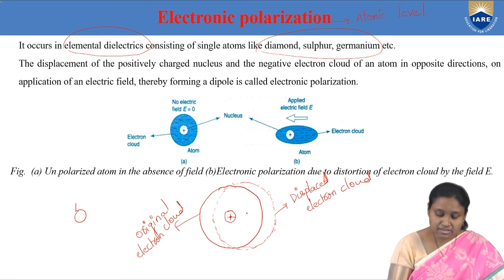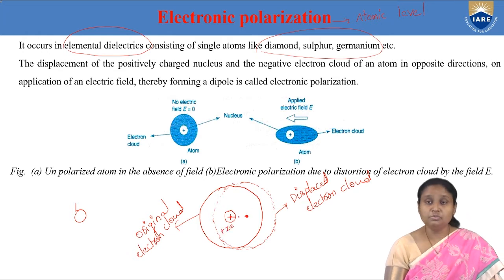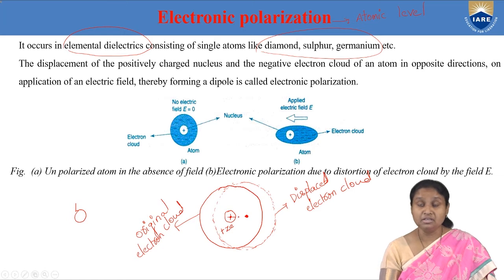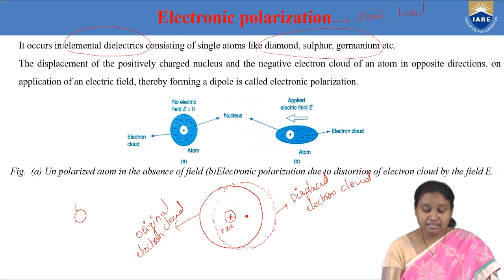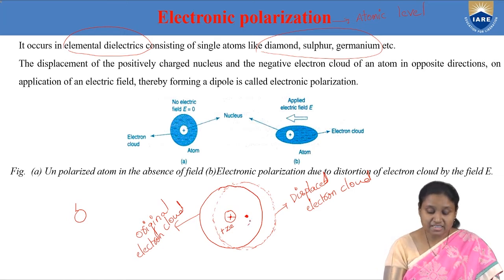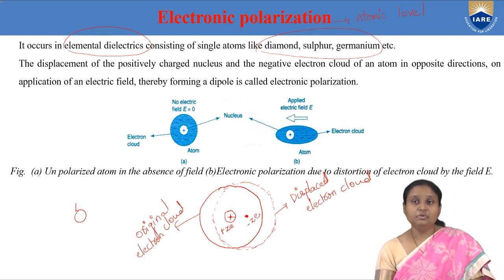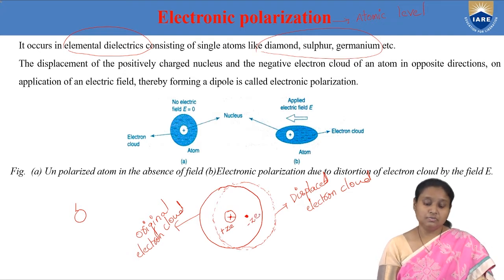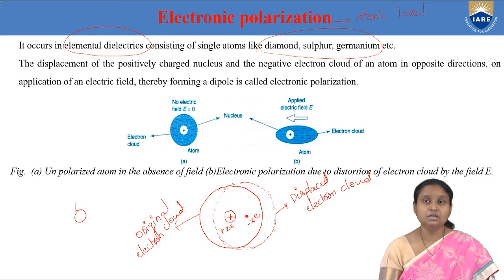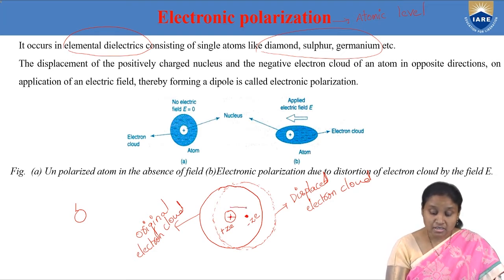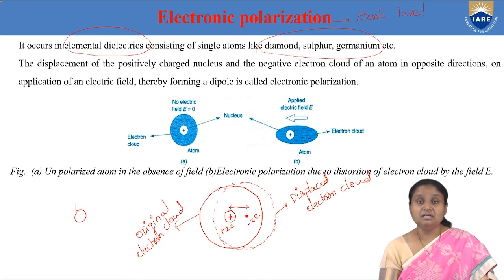So if I take this as the center of the electron cloud, this is our plus Ze, which is our nucleus, where Z is the atomic number and e is the electronic charge. And this point will be our minus Ze, because we know that the electron cloud is equivalent and opposite to our nucleus. So this is our electron cloud. Now the center of the positively charged nucleus and the center of the electron cloud are separated by a distance.